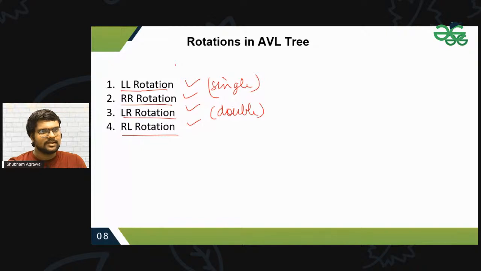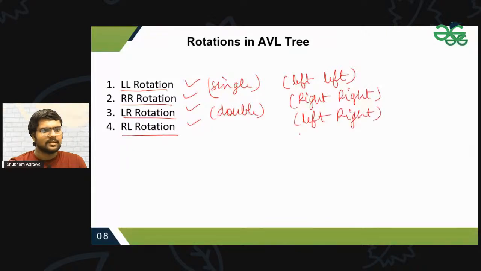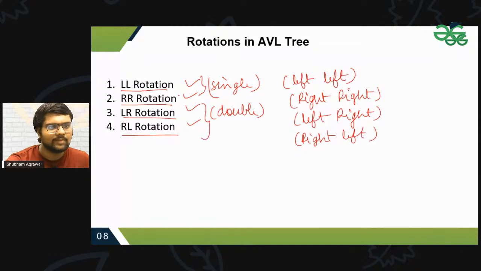And here it is right rotation. Then LR means left right rotation, and RL means right left rotation. Okay, and the first two are single and the next two are double. So let's see them one by one. Okay, so the first one is LL rotation.